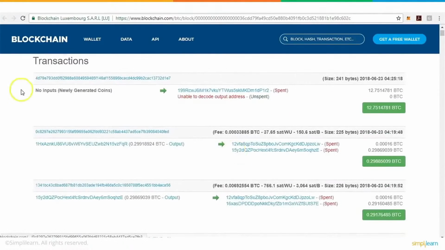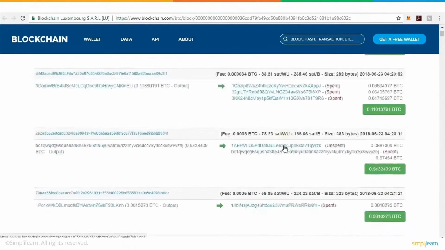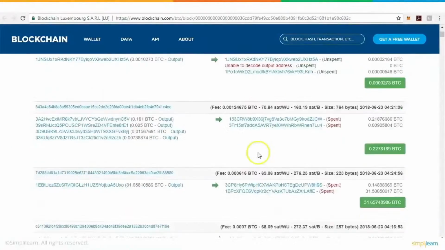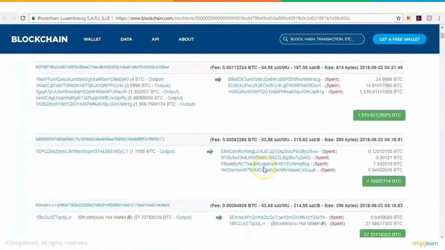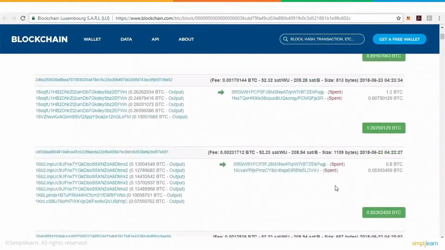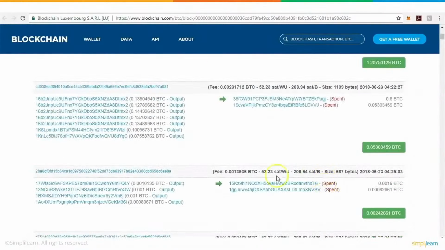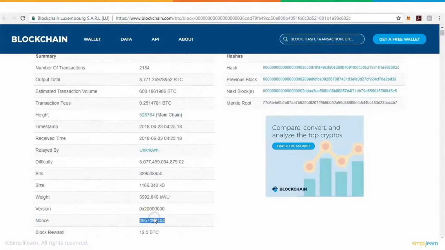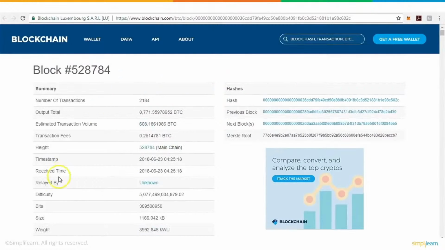These are the set of transactions which were part of this block. Once this block was mined by the miner, all these transactions were done. These are the transfers of Bitcoin from one account to the other. This is the nonce which was generated by the miner or the mining pool in order to mine the block. And these are the other attributes.